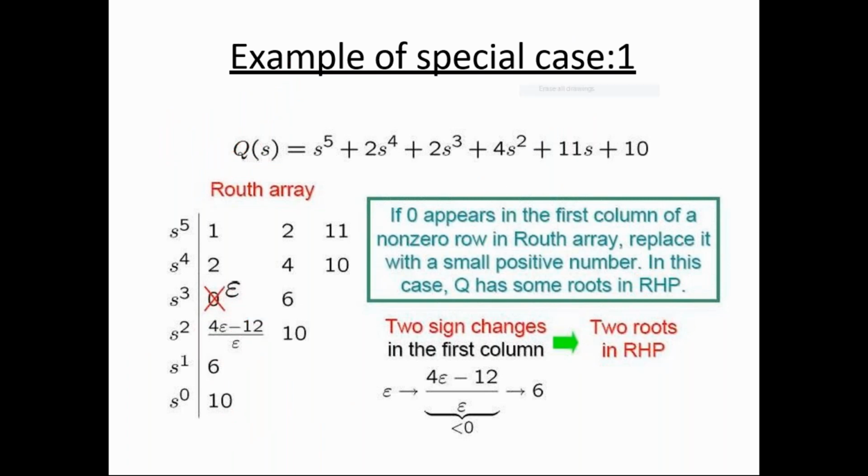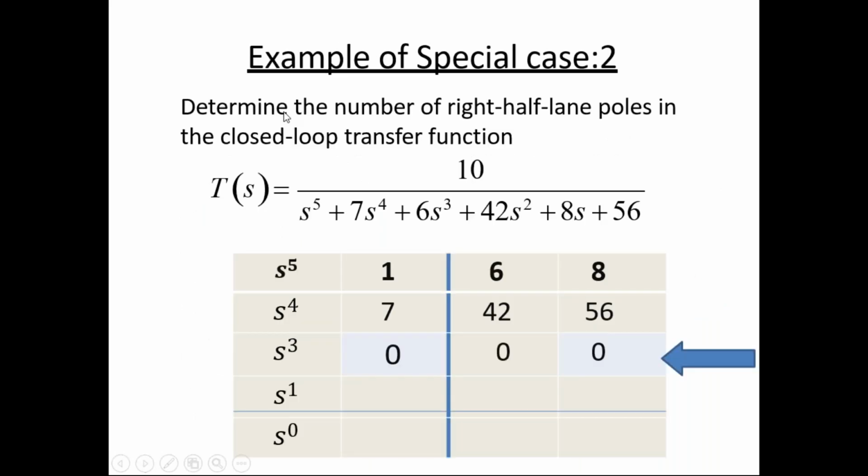Next we will see case 2. Case 2 means when an entire row becomes 0. So when a whole row becomes 0, we will now see how to simplify it. Example of special case 2: determine the number of right half plane poles in the closed loop transfer function. Okay, now see here, this is the characteristic equation.